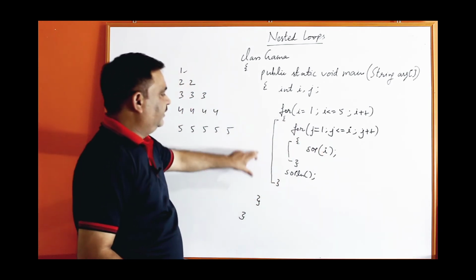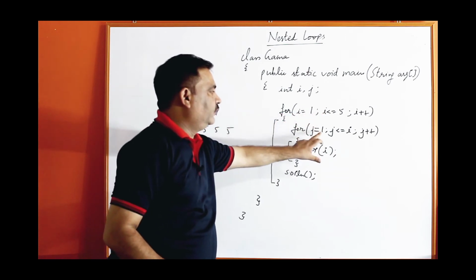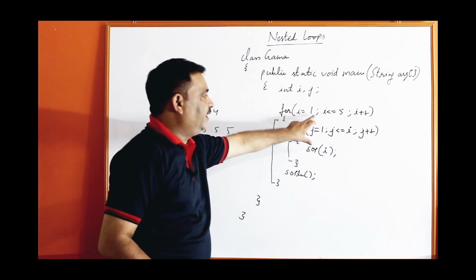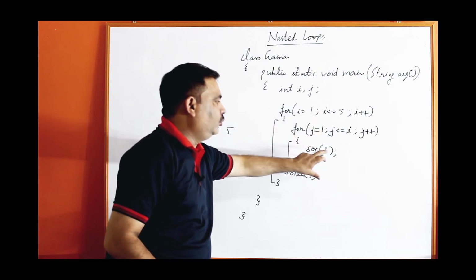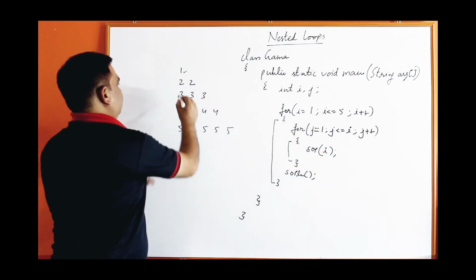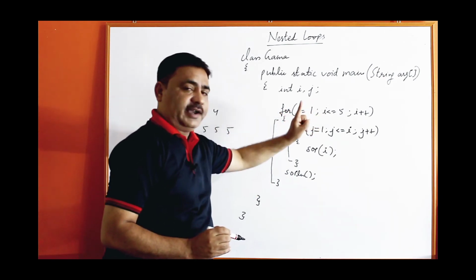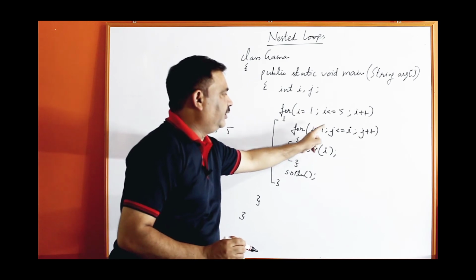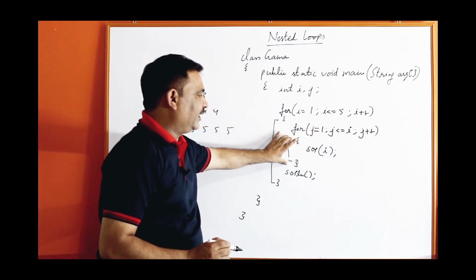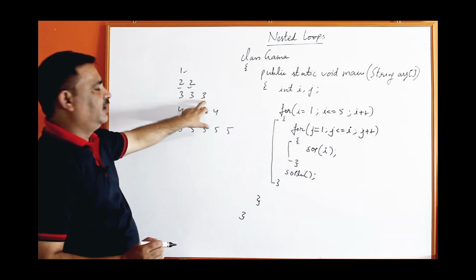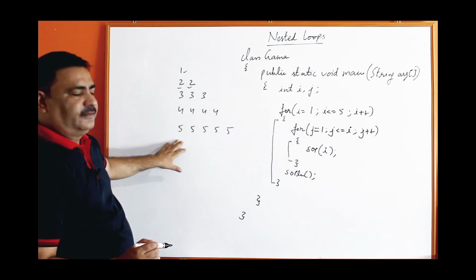After changing the line, i will be 2, 1 to 2, so this will execute 2 times, but the value of i is also 2, so 2 will be printed 2 times. The third time i will become 3, so this loop will execute 3 times, and 3 will be printed 3 times. This way, next time 4 and then 5.